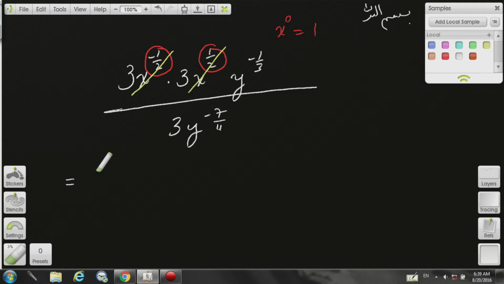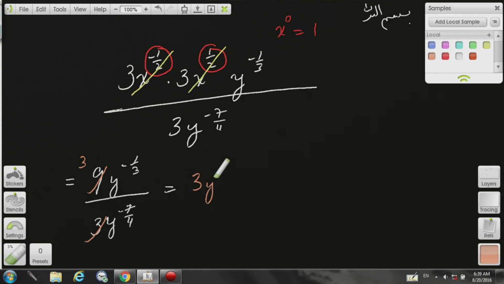Let's just do progressive logical reasoning. 3 times 3 is 9. And then y to the negative 1/3 over y to the negative 7/4. There's a 3 here. So 3 goes in there 3 times. So 3. And then I can bring the exponents here. It becomes positive 7/4 over 1/3, like this.